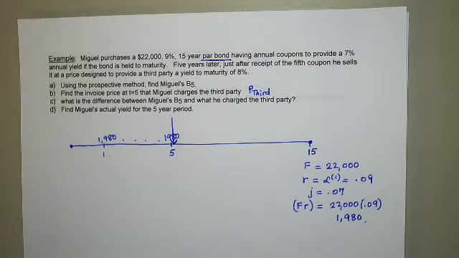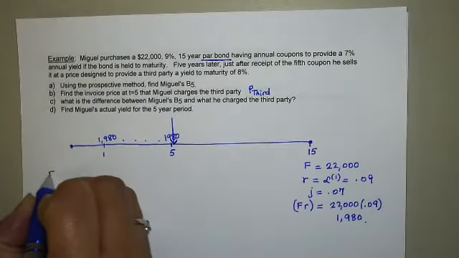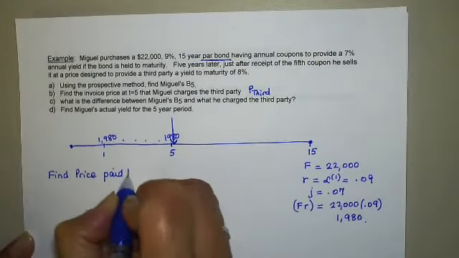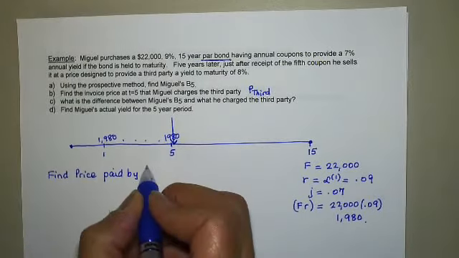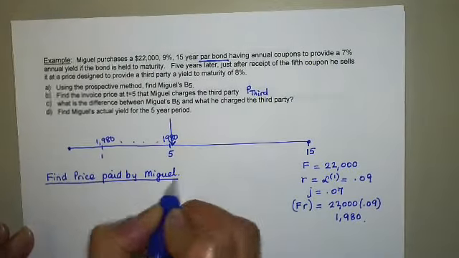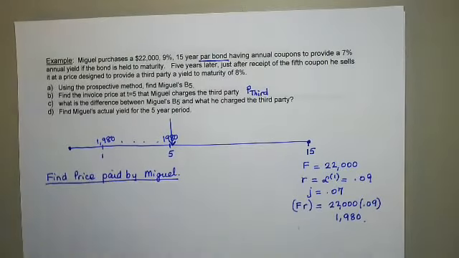First thing I want to do is find the price paid by Miguel. Can we do that before we do anything else? I need that price paid by Miguel because at the end of this problem they're asking me for Miguel's actual yield. So I'm going to need the price paid by him up front so that later on I can go and figure out the new J because he's going to charge the third party something else. Right? So let's break it down slowly. First, let's find the price paid by Miguel.